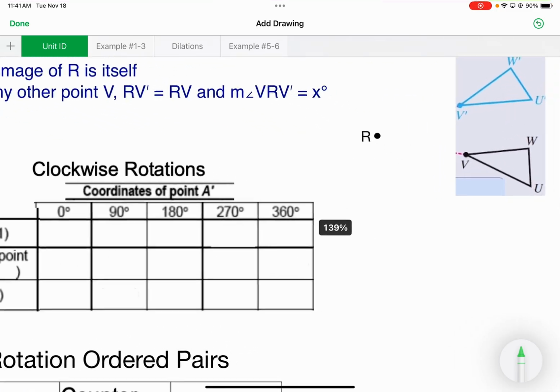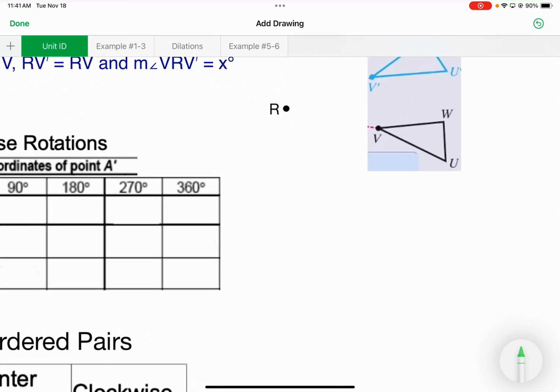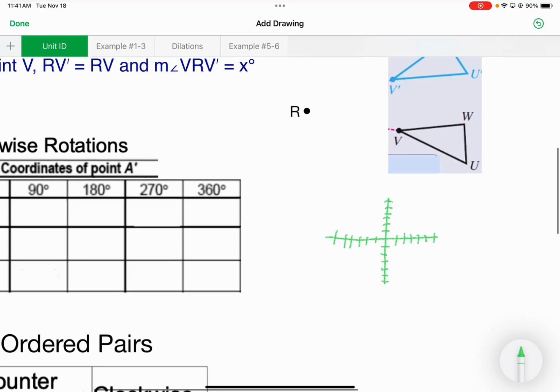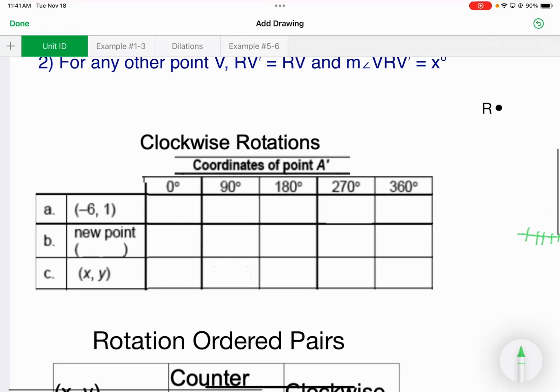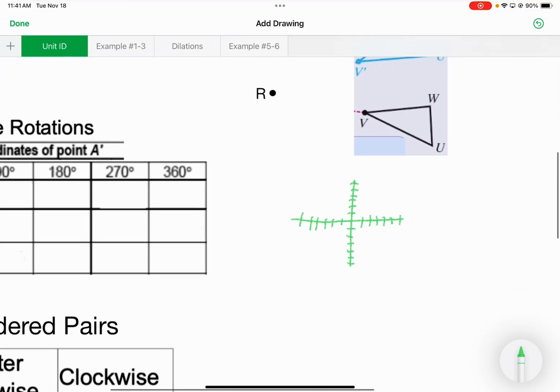Now, let's say I have the coordinate point -6, 1, okay? So I'm just going to make a graph off here to the right. 1, 2, 3, 4, 5, 6. I would encourage you to do the same. If you don't, that's okay. But I'm just going to do 6 in each direction, okay? All right, so my coordinate point A is at -6, 1. So 1, 2, 3, 4, 5, 6, 1. So we'd say here's our original value, okay?